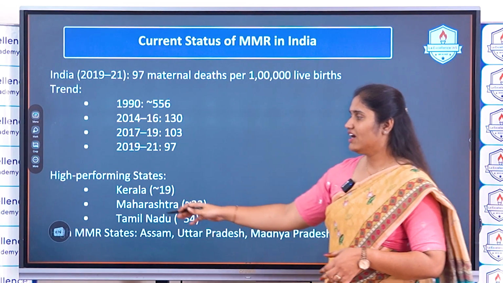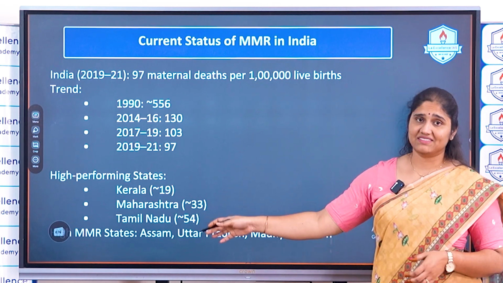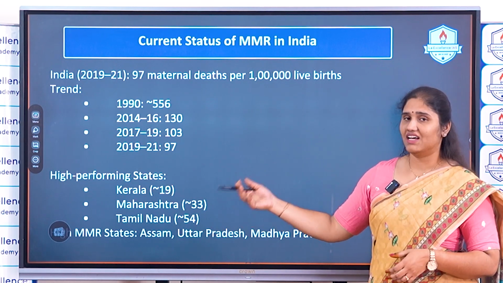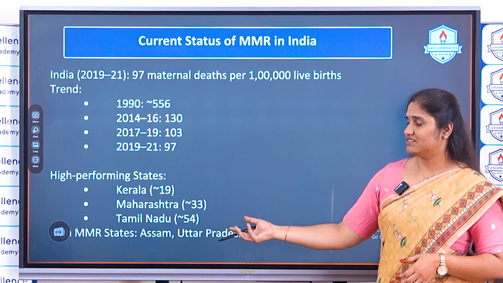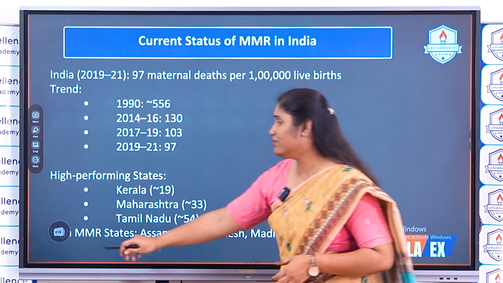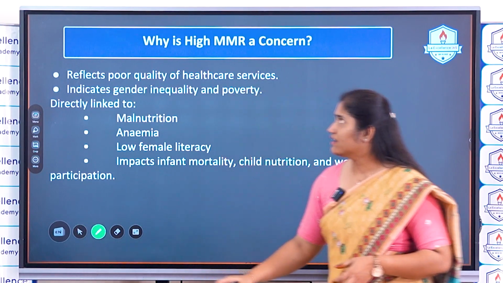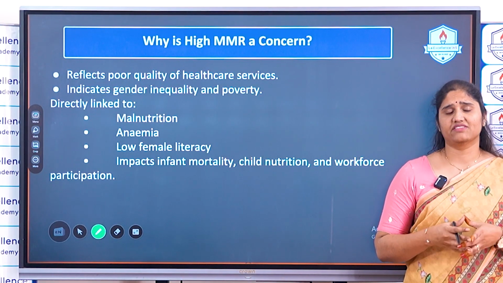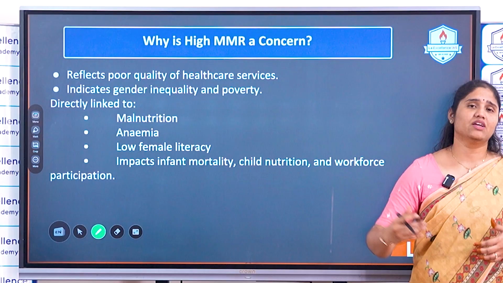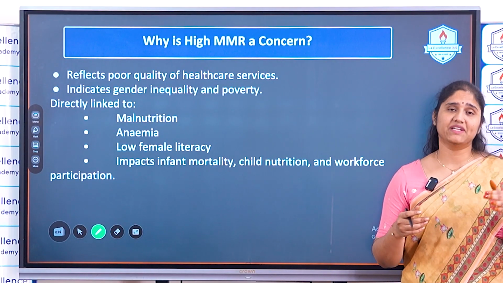Then we also have the high-performing states. For example, Kerala is less than 19, Maharashtra less than 33, Tamil Nadu less than 55, and we have other states with a high amount of MMR. Now, what are the concerns, why did India have such a high MMR during the 1990s, and how has it been reducing?